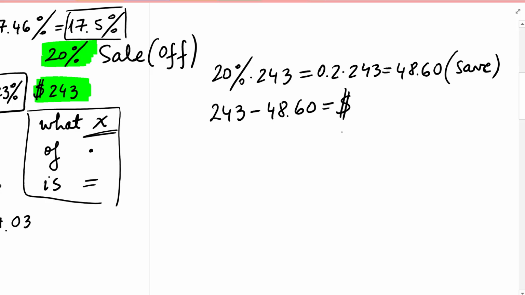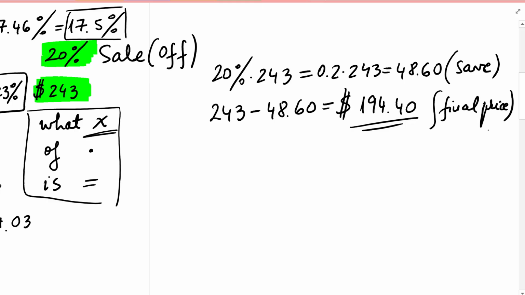So the original price minus 48.60 is going to give you the actual amount that you are going to pay. So 243 minus 48.60, we get 194.40. That would be the final price. That's what you are going to pay for that product that you wanted.